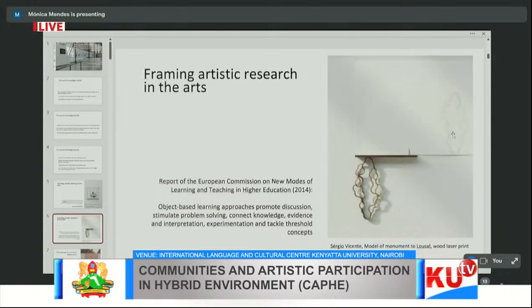Also, we would like to highlight a report of the European Commission on new modes of learning and teaching in higher education, which are centered on object-based learning and also process-oriented works that promote discussion, stimulate thought, problem-solving, connect knowledge, evidence and interpretation, experimentation, to name a few.